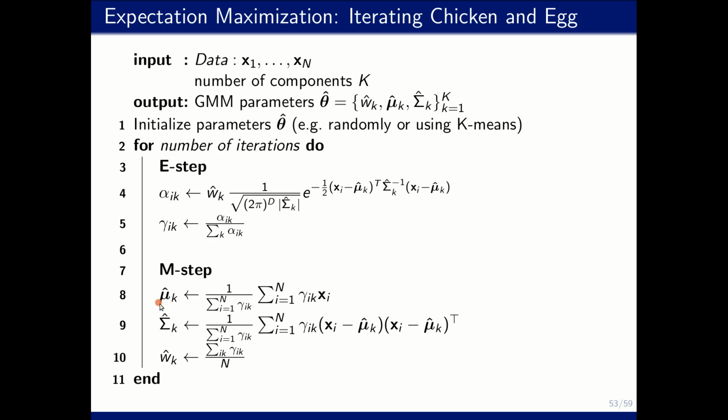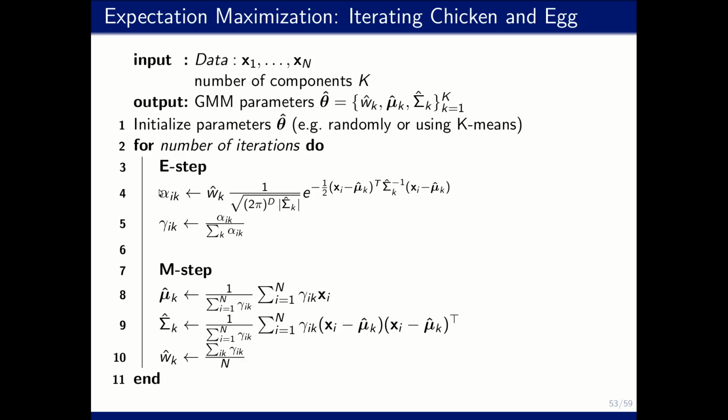So we get new mean vectors by just taking a weighted mean, and we get new covariances by taking a weighted covariance, and we get the cluster proportions by essentially just summing over the soft weights and normalizing by n. And we essentially just iterate these two steps until we run out of iterations or until we have converged in likelihood. So a bit more complicated than k-means, but essentially very much the same story, a chicken and egg problem.